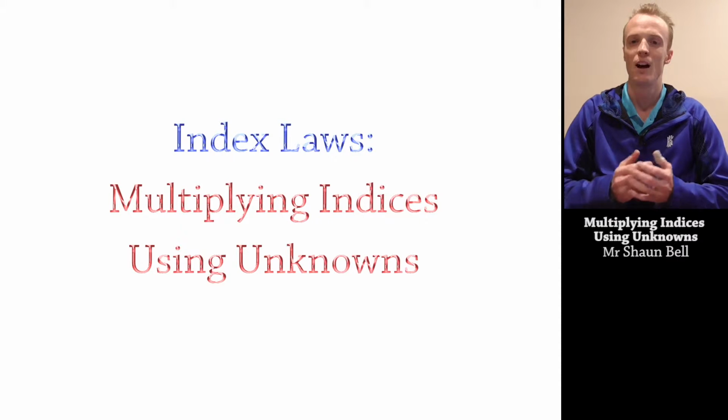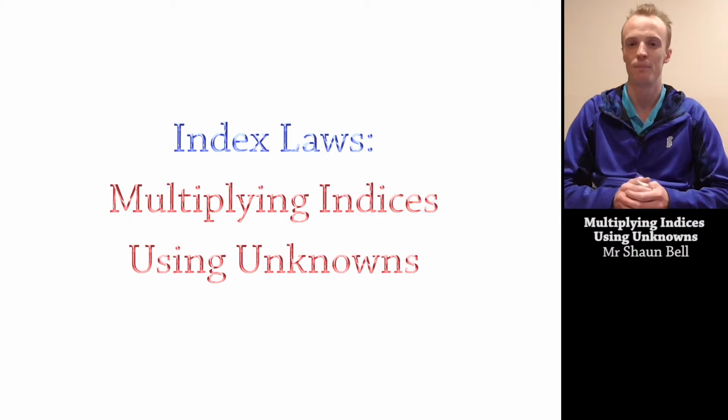In a previous video, I introduced a law which we can use when we're multiplying two indices together. That's linked below. Today, we're going to use that law when there's variables involved. So, let's begin.